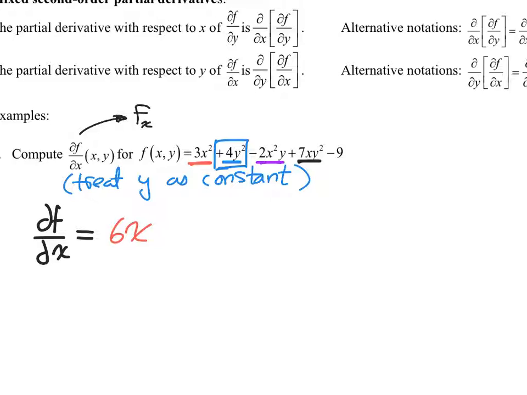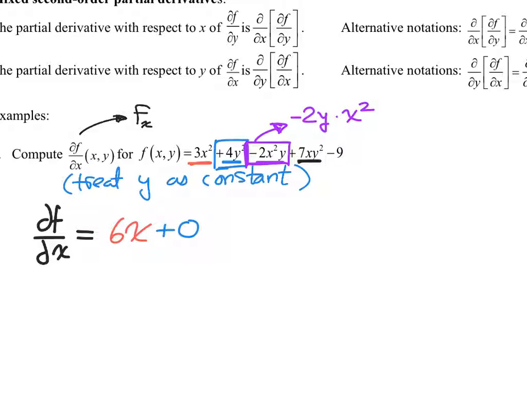All right, now 4y squared. If we're treating y as constant, then 4y squared itself is constant. Derivative of a constant is equal to 0. That just got a whole lot nicer. This next piece, you don't have to do this step of rewriting it, but at least this one time, maybe you should. I'm going to rewrite it as negative 2y times x squared.